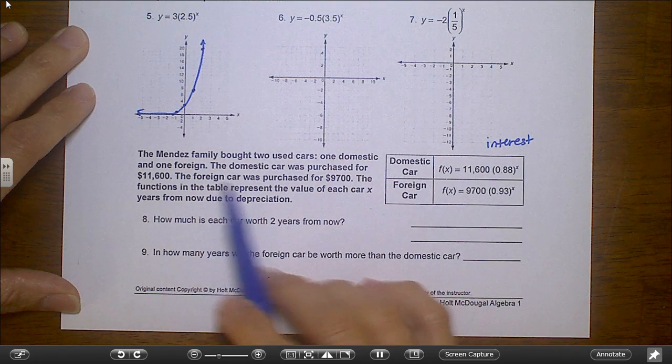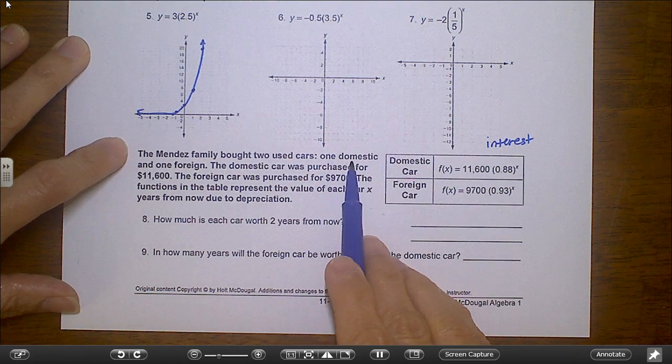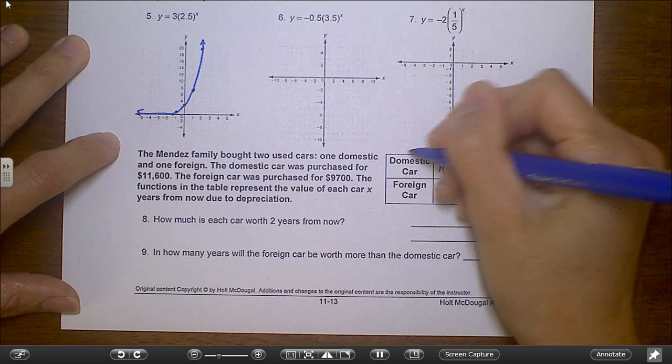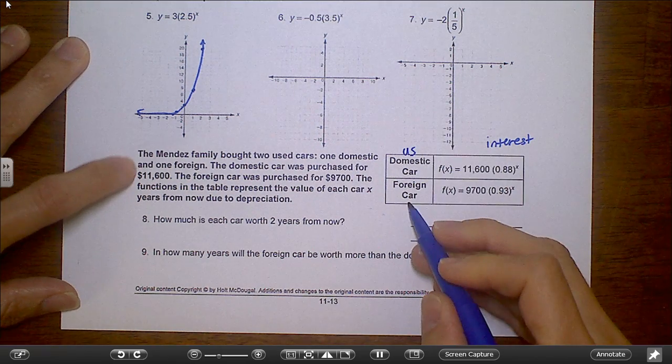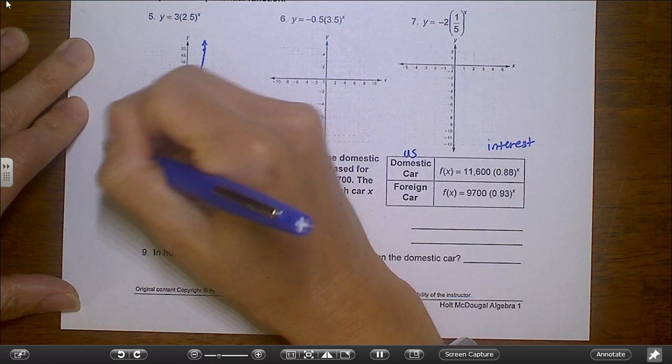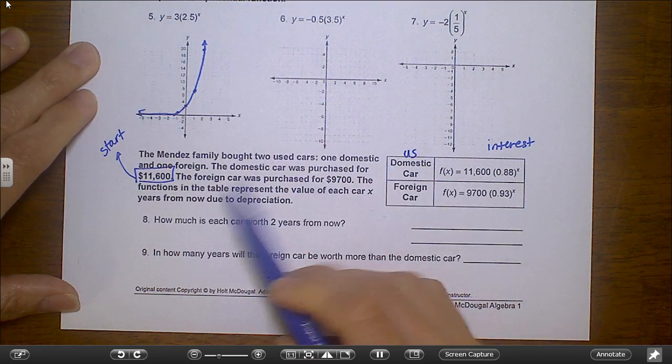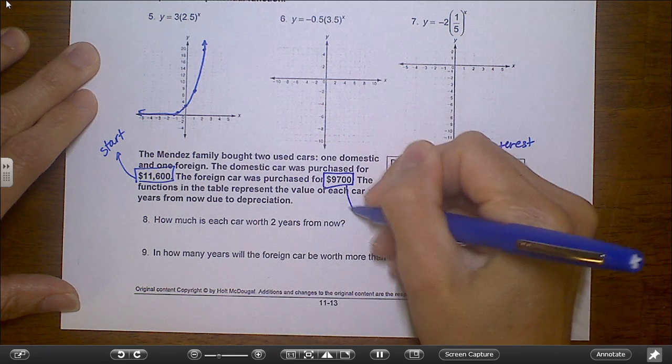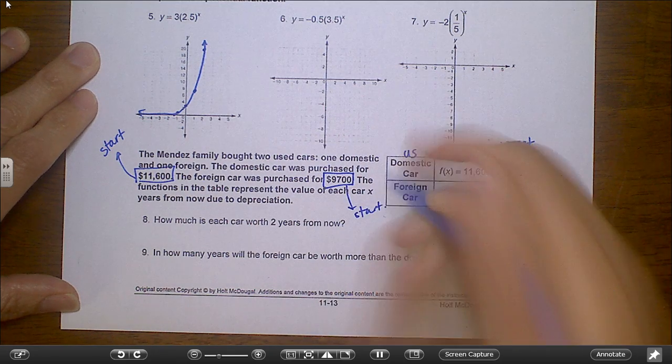So we're looking at a family who bought 2 used cars, one domestic, so a U.S. car, and one foreign car. Domestic car purchased for $11,600. So that's our starting point. Foreign car purchased for $9,700. That's the starting point of that one.